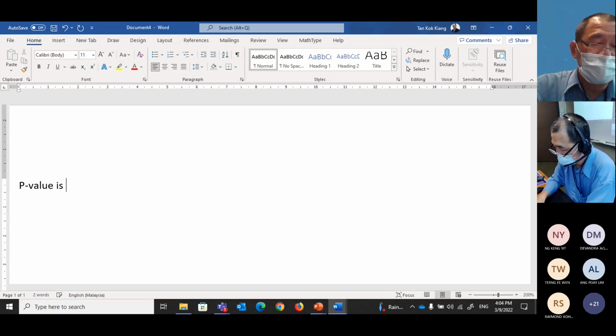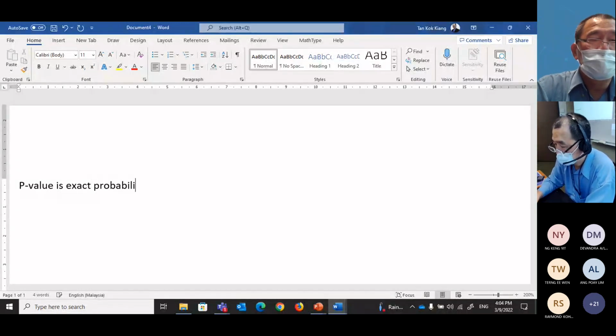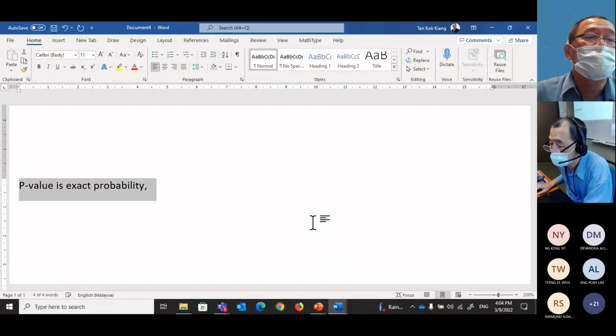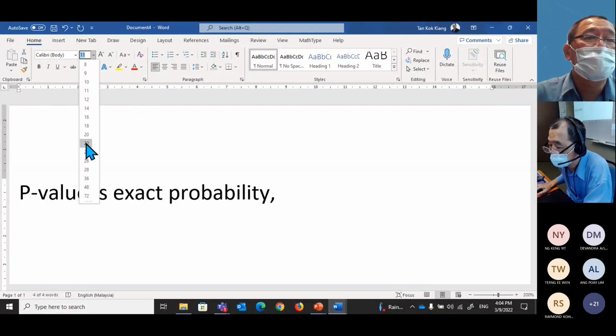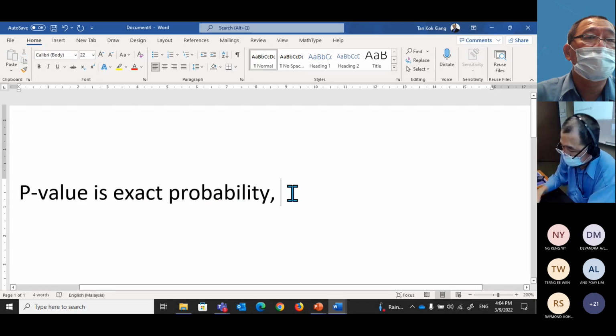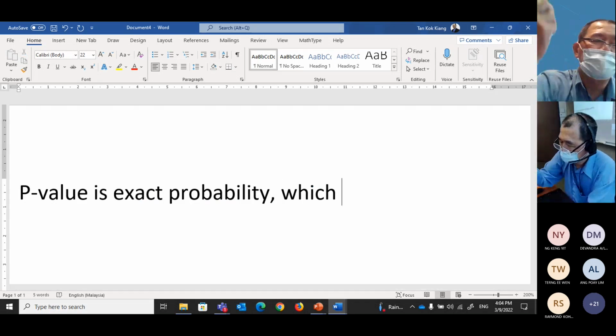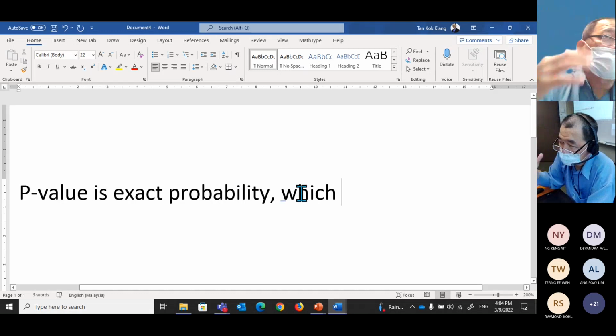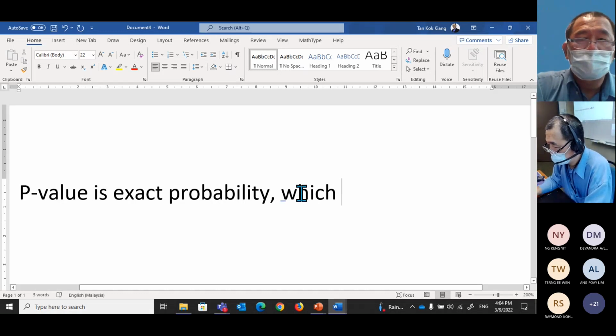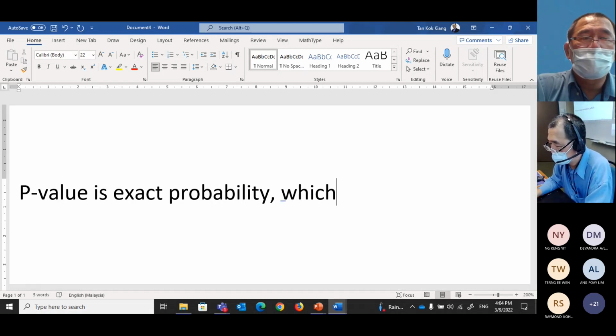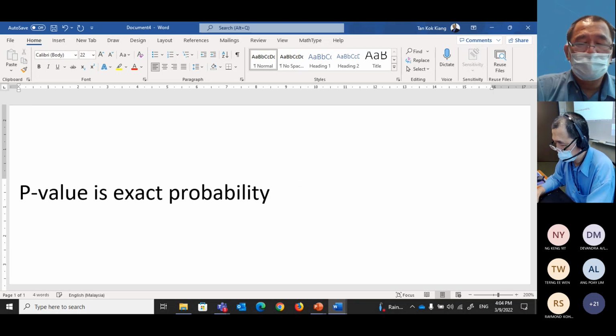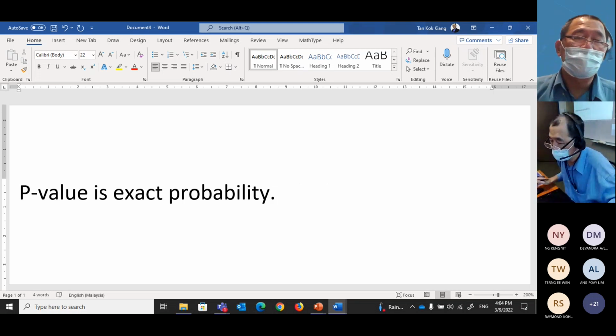P-value is the exact probability, and it comes from the data. We discussed this already just now.